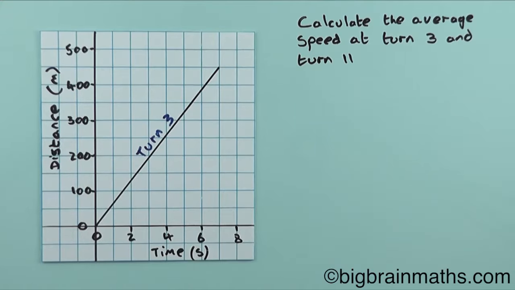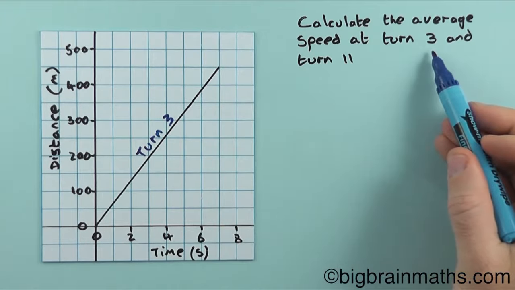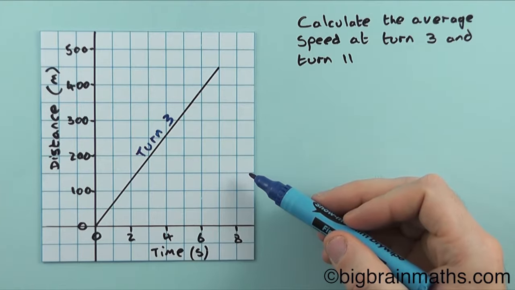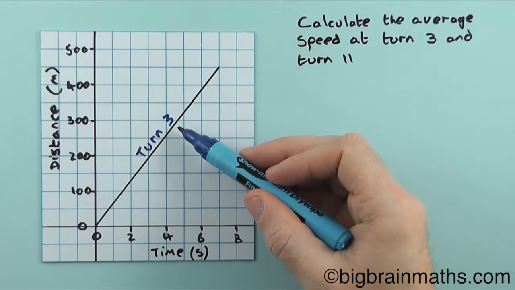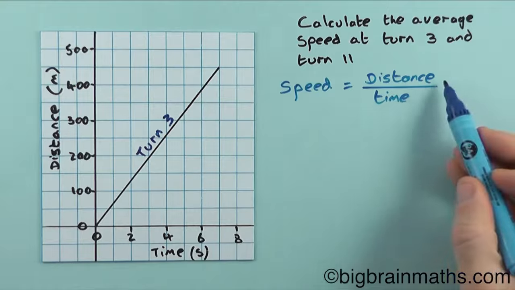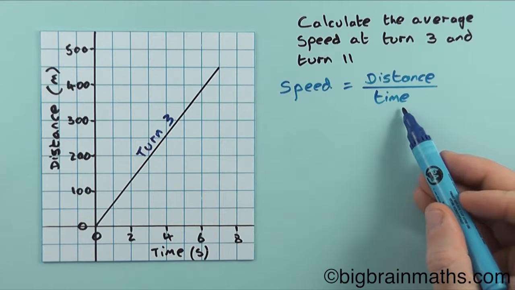In this question, we're asked to calculate the average speed at turn 3 and turn 11. And this is the actual distance time graph of my Formula One lap around turn 3 of the Barcelona track. Now, there are two different ways to calculate the average speed from a distance time graph. The first way is by using the formula speed equals distance divided by time.